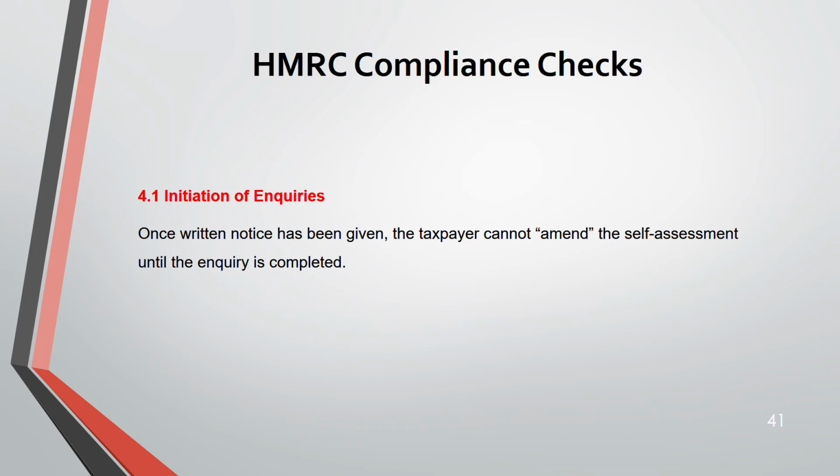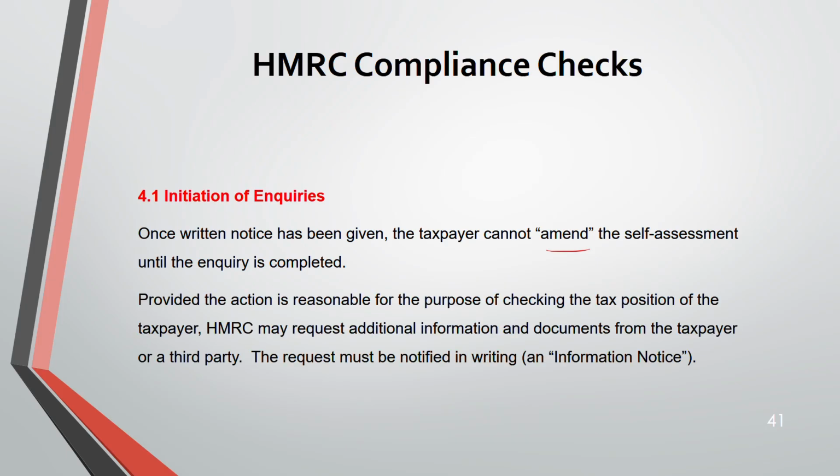Now, once a written notice has been given, taxpayer cannot amend the figures until the inquiry is completed. Okay. So provided the action is reasonable for the purpose of checking the tax position of the taxpayer. Assuming that this is important, the HMRC are checking into the client, the taxpayer, because they want to see their tax position. HMRC can request for additional information from the taxpayer or a third party, and this request must be notified in writing and information notice. This has to be given in writing, not verbal.